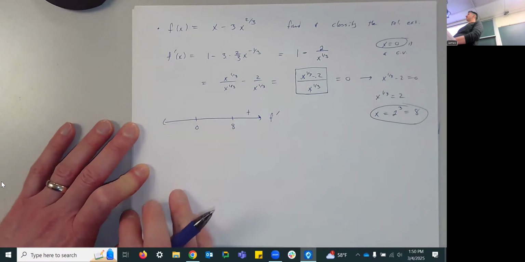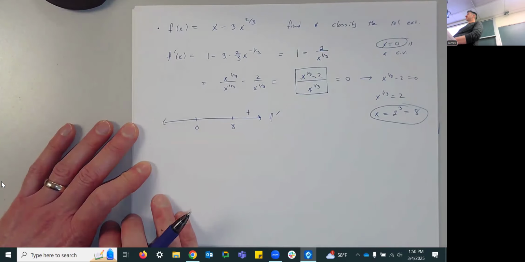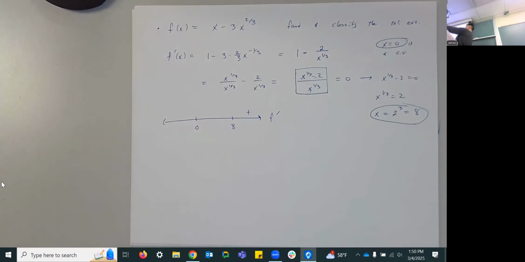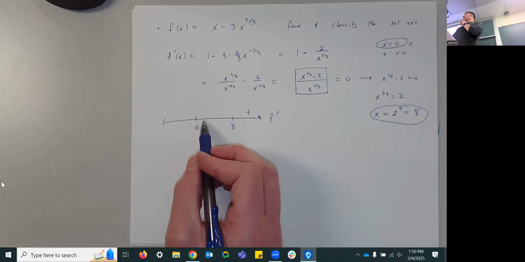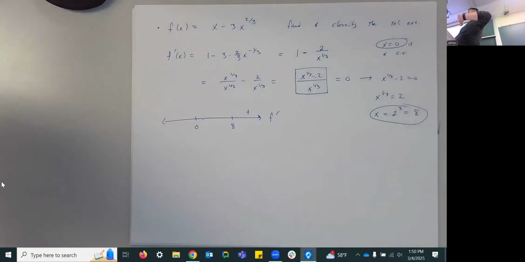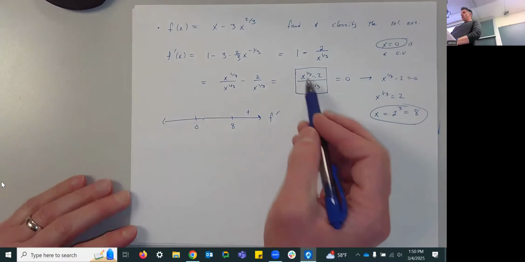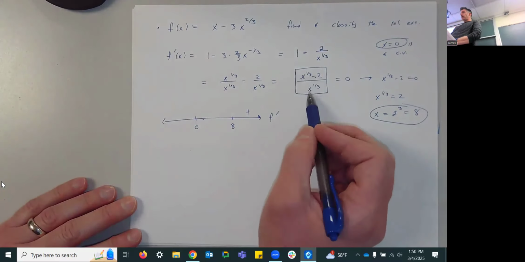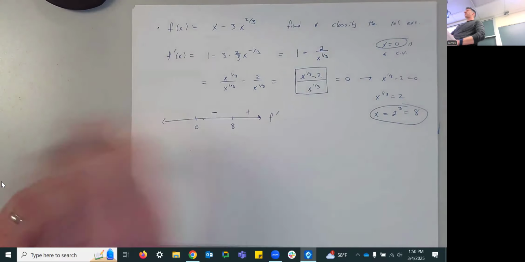Pick a number between 0 and 8. I really want to point out, we cannot pick the actual endpoint, because we found 8 by setting the derivative equal to 0. So if you plug in 8 to the derivative, you're going to get 0. So pick a number not 0 or 8. I'm going to pick 1, a number that's easy to take the cube root of. Almost always, I pick 1. 1 to any power is 1. 1 minus 2 is negative. Bottom is positive. So the whole thing is negative there.